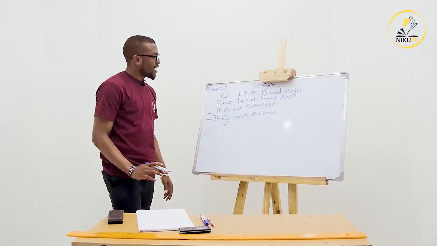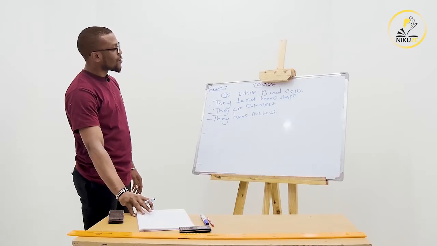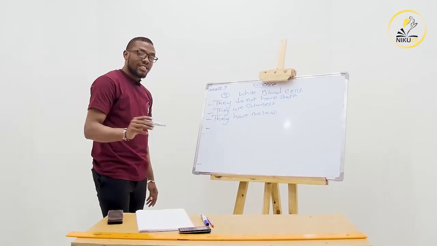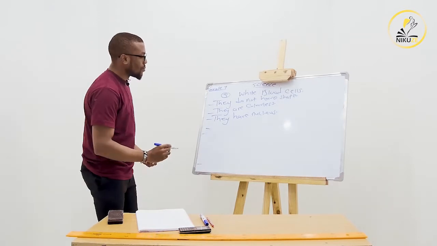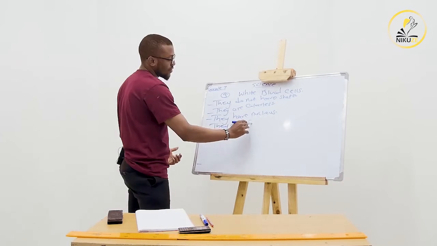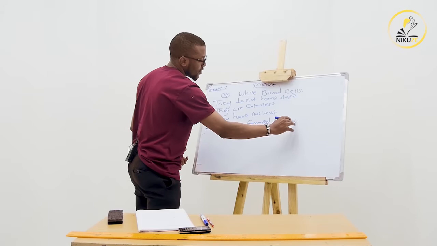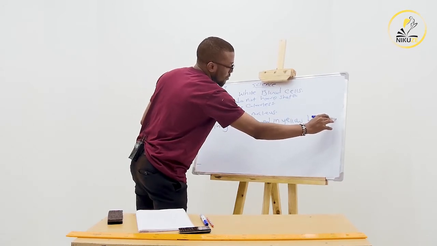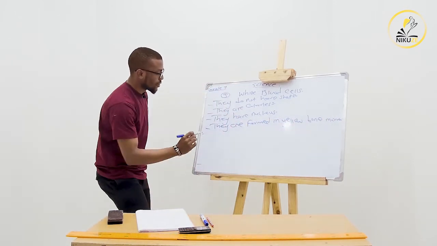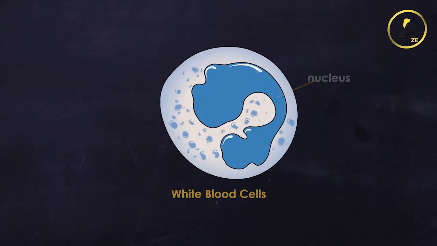Now let's see how it looks. But for these ones, they are formed in yellow bone marrow. Don't confuse. For the red blood cells, I said they are formed in red bone marrow. For these ones, they are formed in yellow bone marrow. So this is how they look. They have a nucleus. That one is the nucleus.